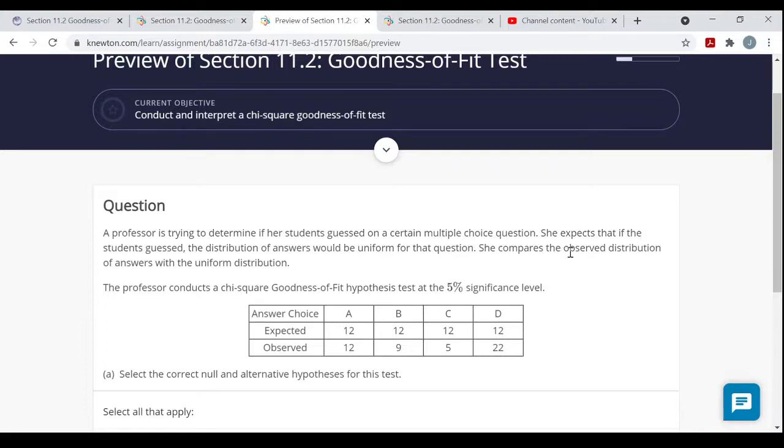So she compares the observed distribution of answers with the uniform distribution. The question is, did what her students actually answered fit reasonably well into a uniform distribution? The professor conducts a chi-square goodness of fit hypothesis test at the 5% significance level.